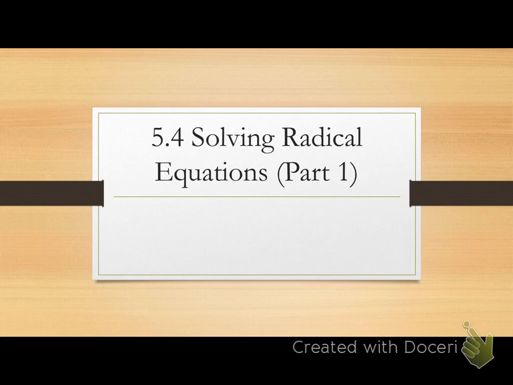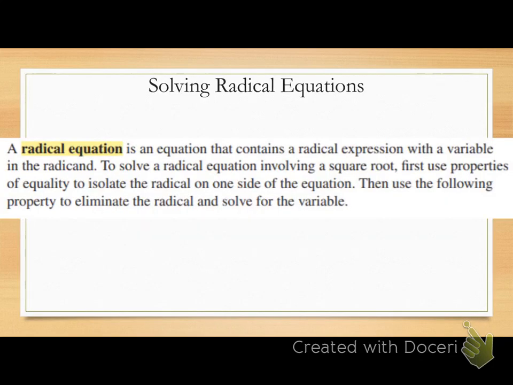Solving radical equations. So if it's a radical equation, what do you think is going to be in the equation? A radical. Go figure, right? A radical equation is an equation that contains a radical expression with a variable in the radicand. To solve a radical equation involving a square root, first use properties of equality to isolate the radical on one side of the equation.